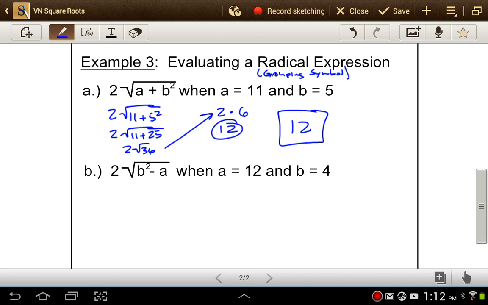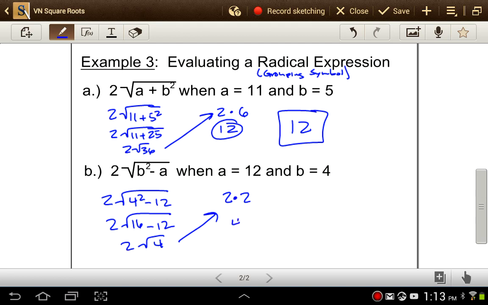So it's going to be 2 times the square root of 4 squared minus 12. 4 squared is 16, 4 times 4 is 16, minus 12. Now I do inside there, it's going to be 2 times the square root of 4. The square root of 4 is 2, because 2 times 2 is 4. So it's going to be 2 times 2, and that's going to get me back to 4. So my final answer would be 4.